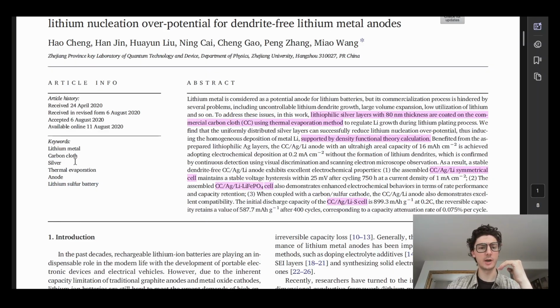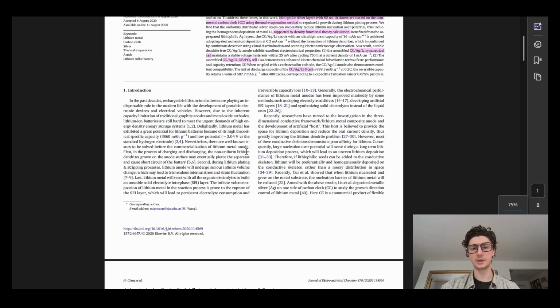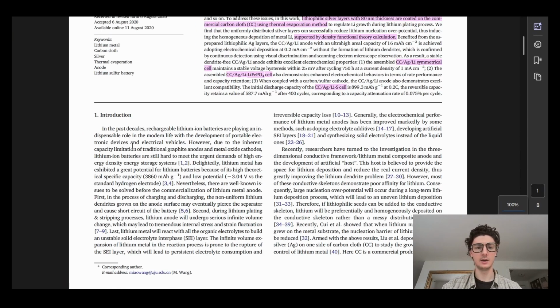Keywords: lithium sulfur battery, lithium metal, anode, silver. All right, cool. The reversible capacity retains a value of 587 milliamp hours per gram after 400 cycles, corresponding to a capacity attenuation rate of 0.0. Okay, interesting. So very cool article. As I said before, this introduction, you can read through this and kind of see if it's interesting to you.